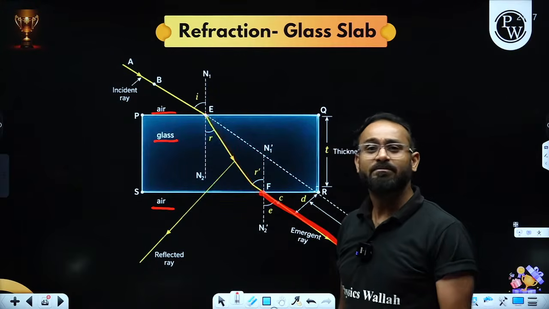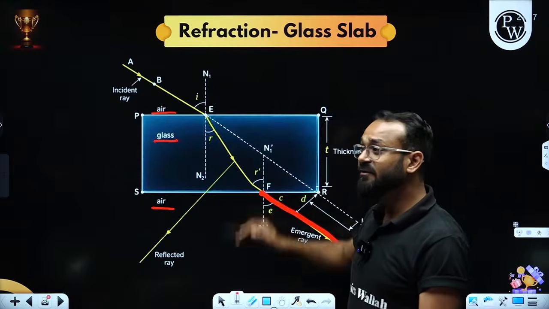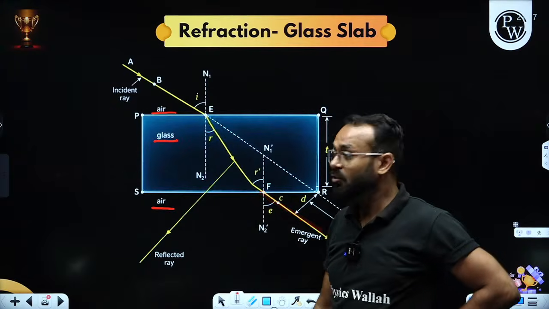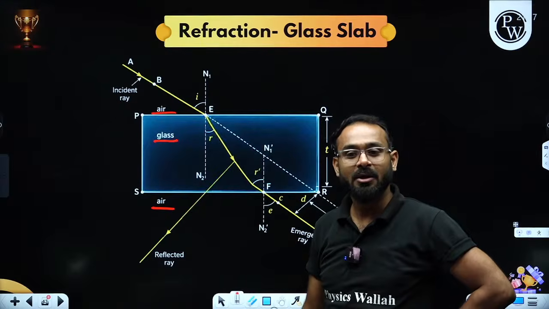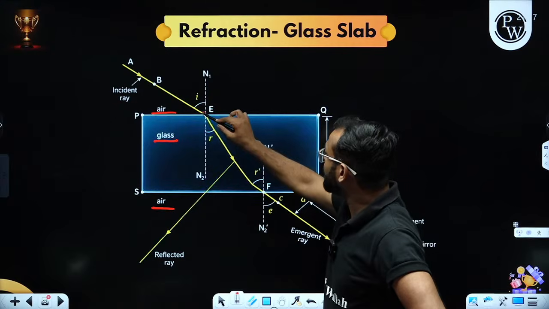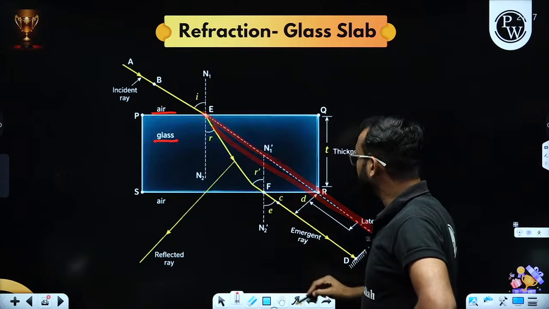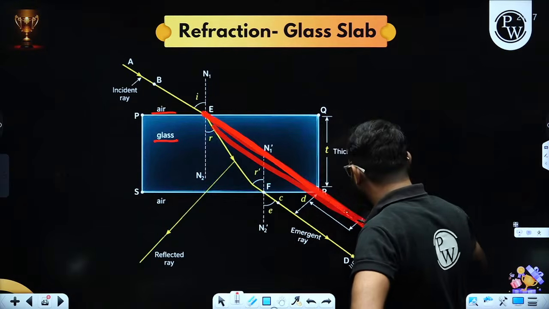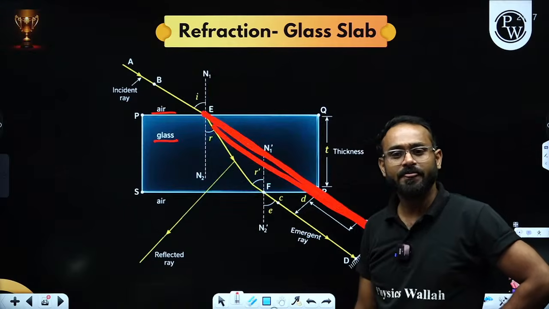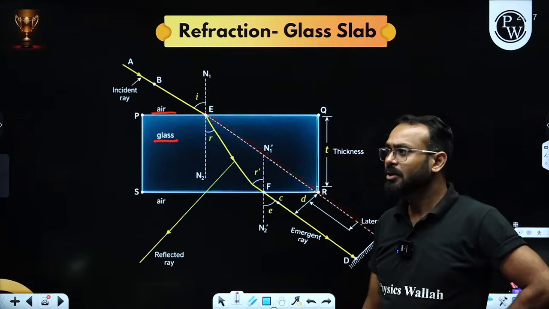Yes or no? But the point here is, what if this glass slab is not present? What if I am going to remove this glass slab? What will happen? The light was supposed to move in a straight line in this manner. Yes?